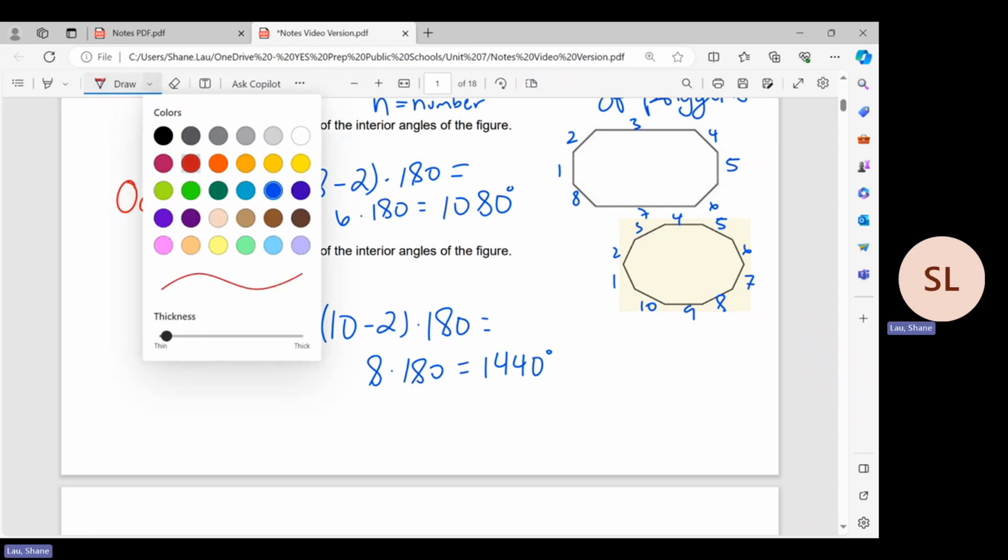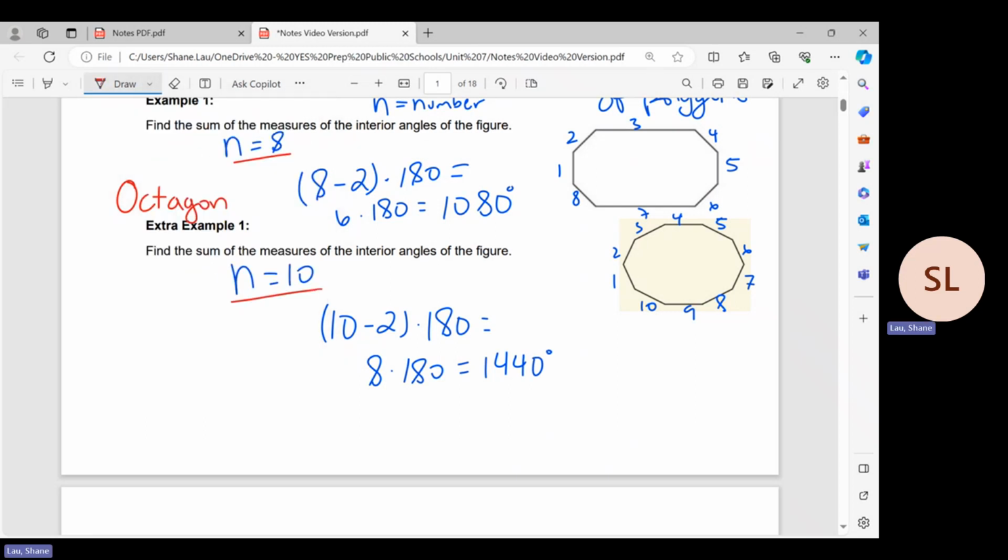And just so that we're aware of what this figure is called, if a figure has 10 sides, this is what we call a decagon. Move on.